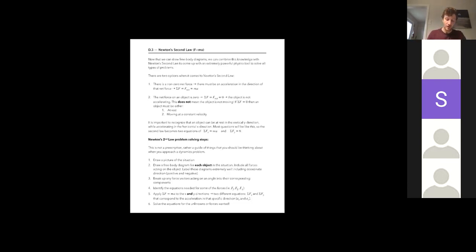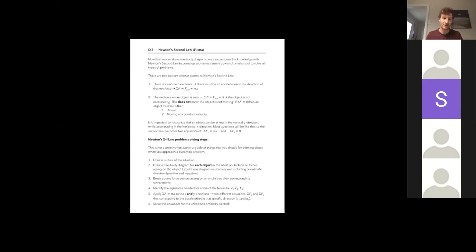Okay. Now, a very, very important difference here. This sum of the forces is different for every question. Every single question. You can't just memorize stuff here.